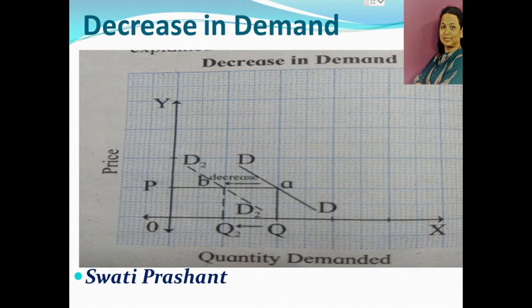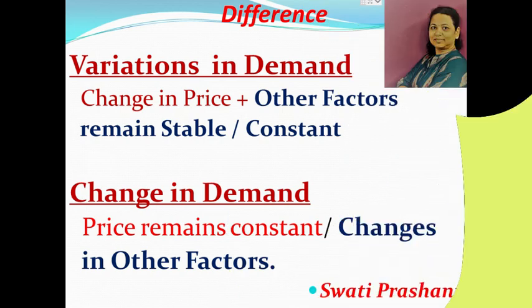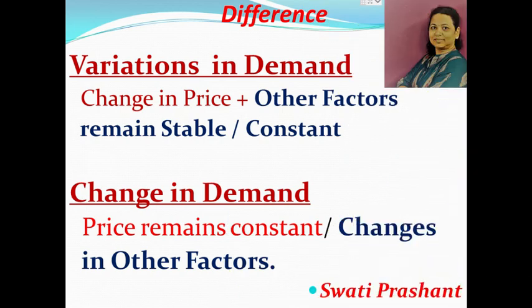Difference between variations of demand and changes in demand. It is related to determinants of demand of the commodity. Price plays a very significant role among the various determinant factors. When the demand is influenced by the variations or changes in the price of the commodity, it is called variations of demand. When only the price fluctuation of the commodity affects demand, it is variations of demand. When variations or changes in other factors influence the demand, it is called changes in demand.